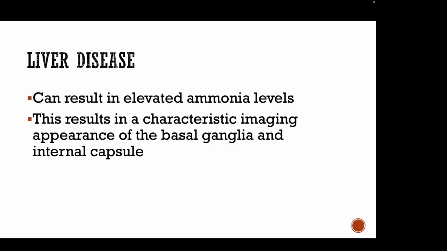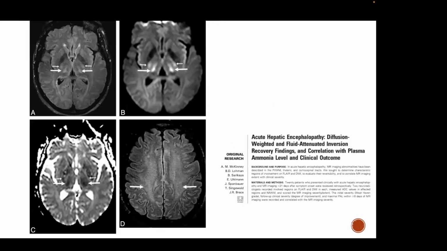Liver disease is thought to be not a primary problem with the liver, but of course the elevated ammonia levels that can be associated with liver failure. There is a relatively characteristic appearance. This was reported in this paper with this kind of band-like pattern of abnormal restricted diffusion here in the thalamus and posterior limb internal capsule, again with restricted diffusion.